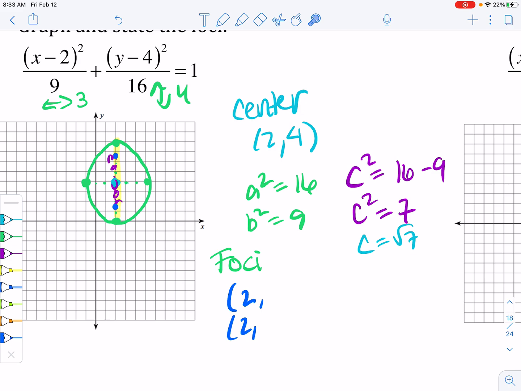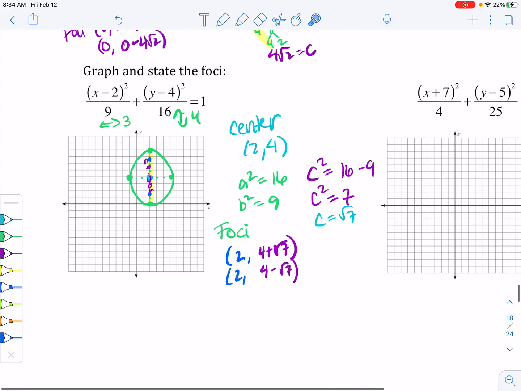Okay. Then the y value, we started at this y value, which in this case is 4. So then we're going to take our 4 and we're going to go up by the c value. Well, our c value is root 7. So we're going to take 4 and we're going to add root 7. So this one is located at (2, 4 + root 7). This one on the bottom, we're going to take our y value of the center and go down by the c value to get to this foci. So we're going to start at 4, but then I'm going to take away root 7. Whoops, I already have a parenthesis or comma. So these two right here are our foci.